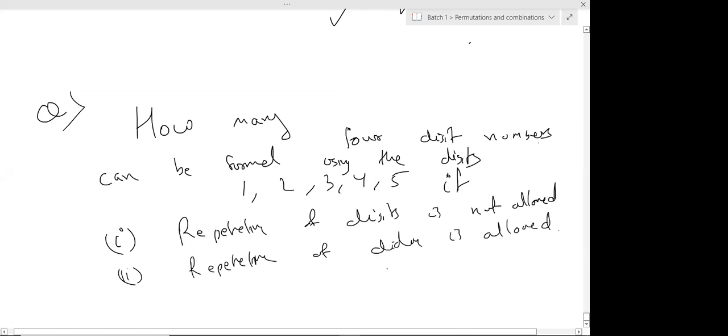You need 4-digit numbers. That means 4 boxes. All right. You can fill in how many ways? Try to solve this.